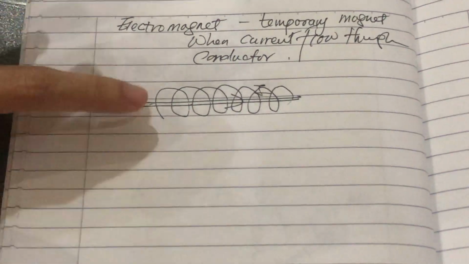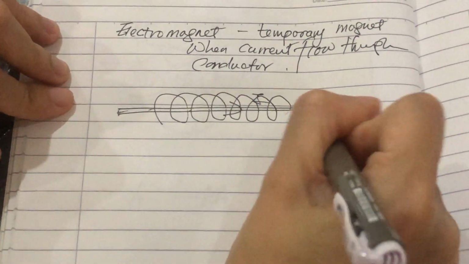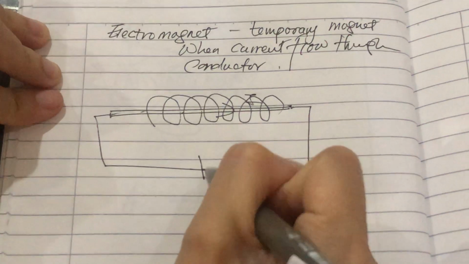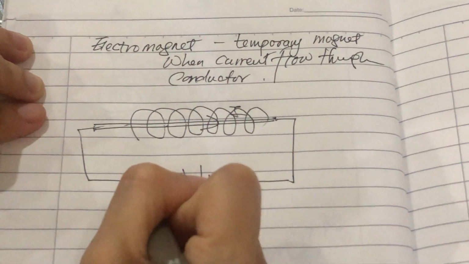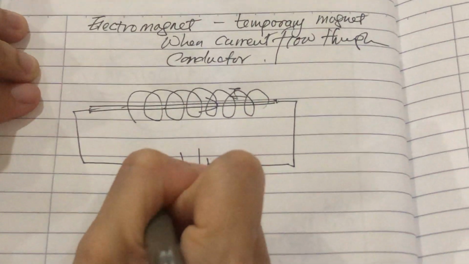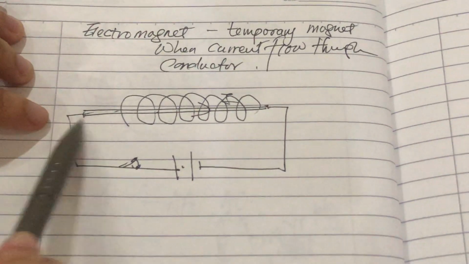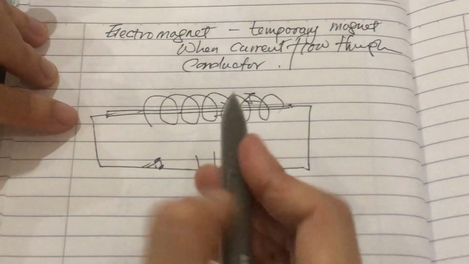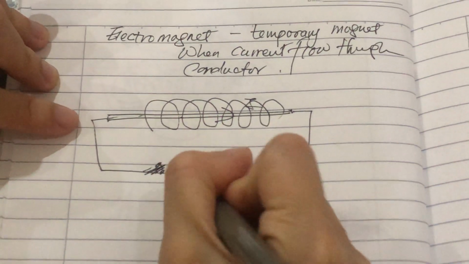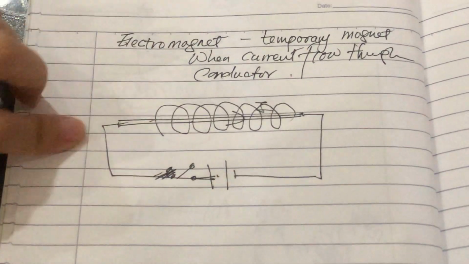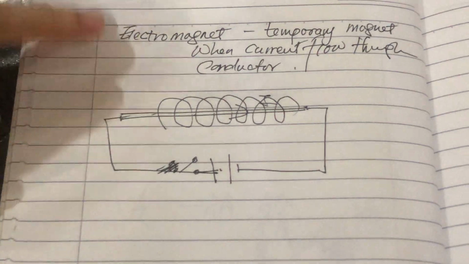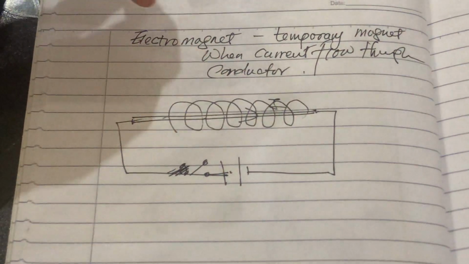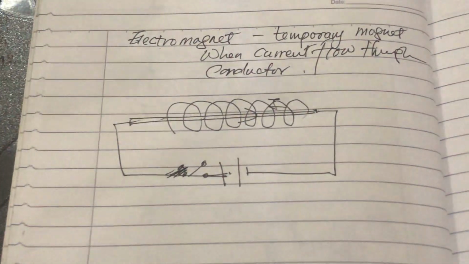Temporary magnet means that, let's say you connect this to a battery. When you switch it on, the current will flow through, and then you can see there is actually a magnet. Once you switch it off, the magnetism will disappear. So this is what we call a temporary magnet when current flows through a conductor.